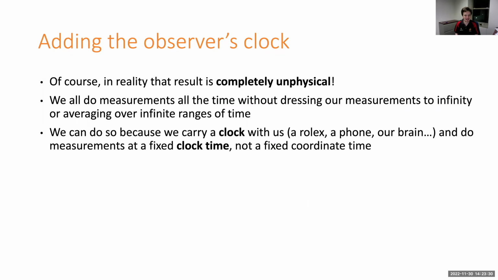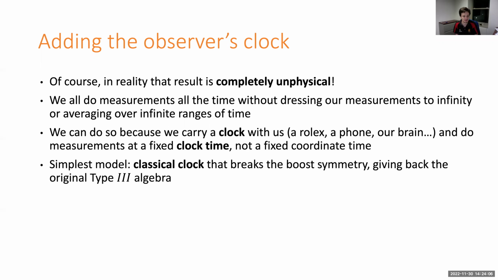Well, the answer is that basically I carry a clock with me. I do observations at a certain time because I do them based on the physical clock that I carry with me, and not based on some unphysical background coordinates of my spacetime. That clock could be, depending on who the observer is, a Rolex, a phone, or just our brain. Our brain is in a different state at different times, and that triggers us to do an observation at a certain time when it's in a certain state and not when it's in another state. But the point is that the measurements are determined by the clock. They're not determined by the background coordinates.